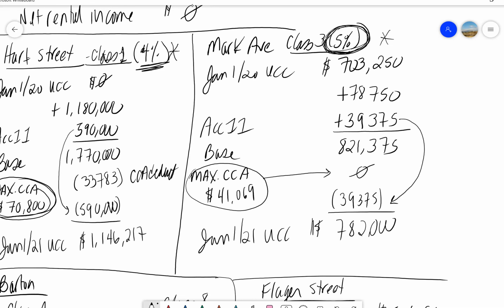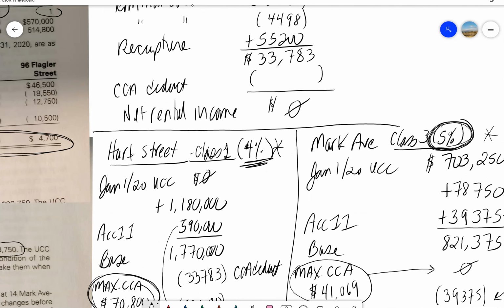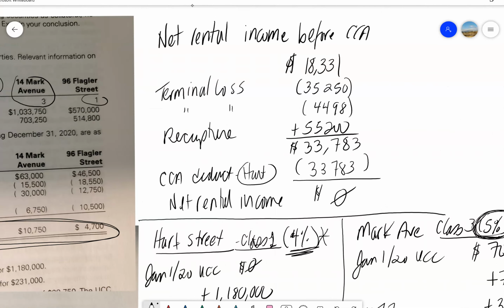So finishing this off then, we will be deducting CCA of $33,783, and it's all going to come from the Hart Street property. So the final answer would be her minimum net rental income for 2020 would be 0, and there would also be a taxable capital gain from the sale of the Flagler Street property of $41,500. So that brings us to the end of this video solution for assignment problem 7-2. Good luck with your studies, and we'll see you in the next video tutorial.